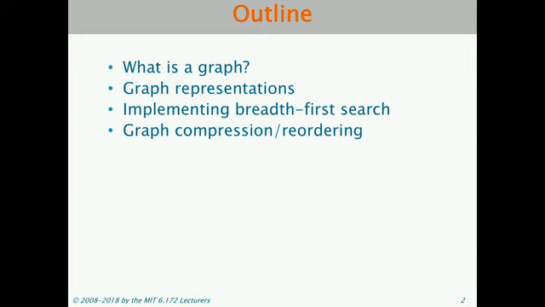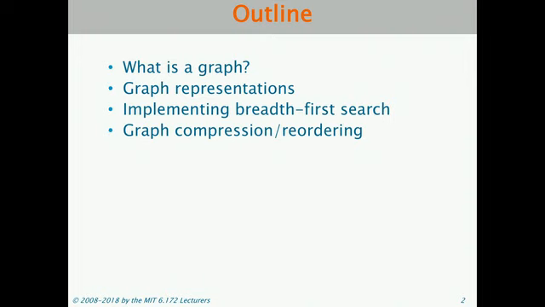So first of all, what is a graph? So a graph contains vertices and edges, where vertices represent certain objects of interest, and edges between objects model relationships between the two objects. For example, you can have a social network where the people are represented as vertices, and edges between people means that they're friends with each other.